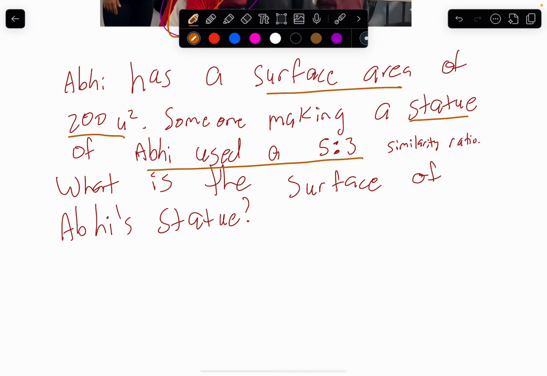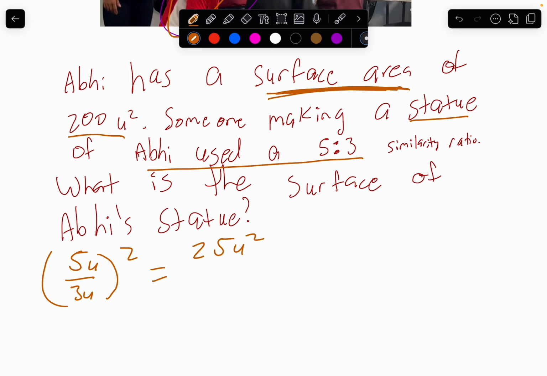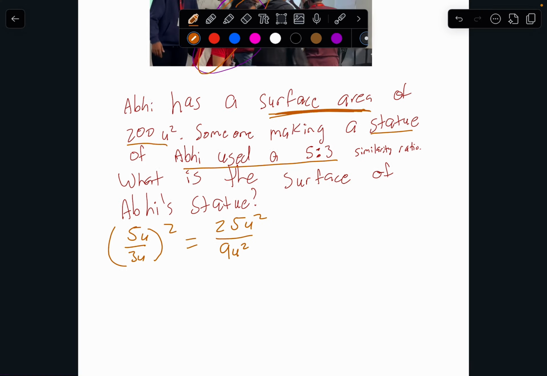So remember we talked about this. If it's a similarity ratio, that means it's a linear ratio. It's a ratio that compares things that are lines. Is surface area measured in a line? How do you get area? What do you count? You count squares. So it's 5 units to 3 units, but we need it to be in units squared. So to work with area, you have to square the similarity ratio. We talked about this. So that'd be 25 units squared for every 9 units squared. That's the ratio we're going to use.